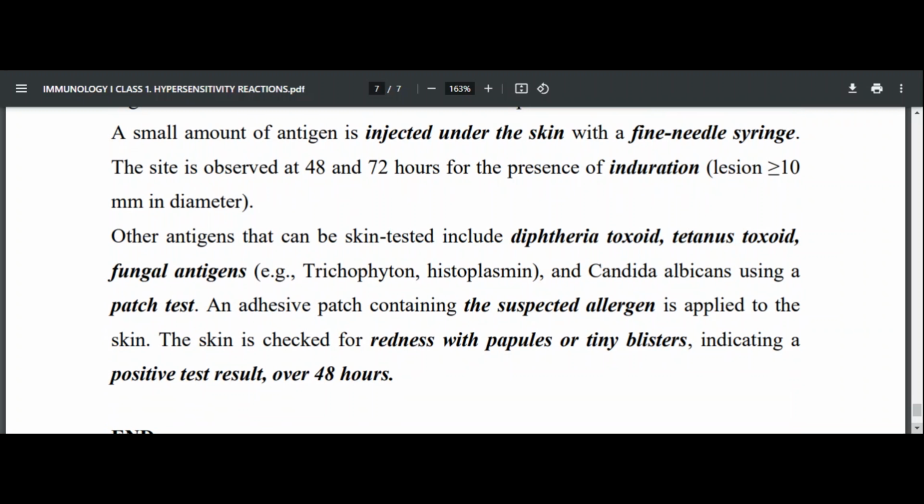We just have to apply a patch containing allergens on the skin in the case of Candida albicans, and we check for redness of the skin or just tiny blisters that can develop after some time, over 48 hours, and then we report positive Candida albicans. So it means this person has Candida albicans or has been exposed to Candida albicans at a certain time, right?